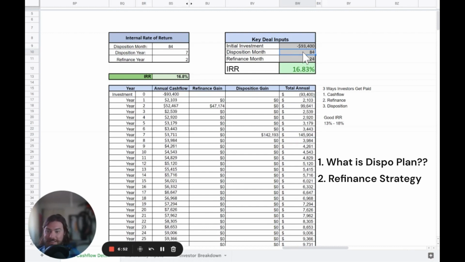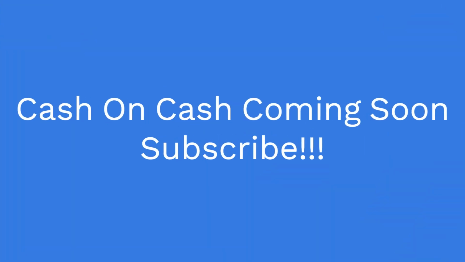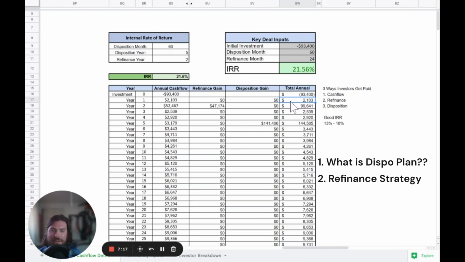So let's run back this same exact example, but you're refinancing at month 24, and then you're actually going to be dispositioning at month 60. The IRR jumps way up to 21% now because you're getting that disposition as well as that early refinance. So in this example, the cash on cash is going to be much lower. And again, a later video where I can walk through that. But you see here, you're making just about $2,000 a month or a year on your cash on cash.